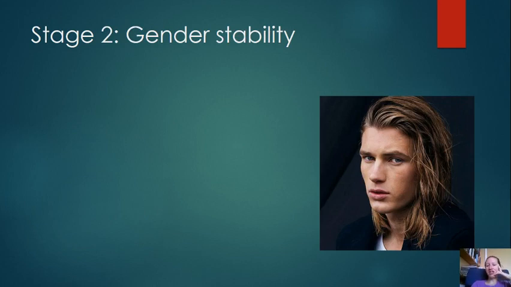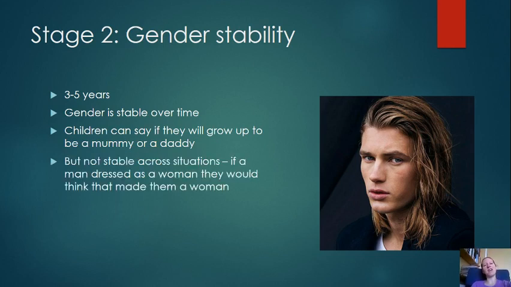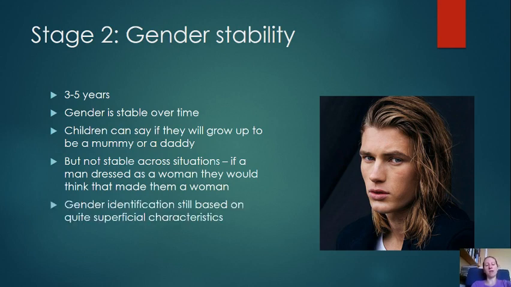Stage 2 is gender stability, and in this stage we develop an understanding that gender is stable over time. So children could say if they will grow up to be a mummy or a daddy. If you ask a girl, they'll be able to say that they'll grow up to be a mummy. So they understand that gender is stable over time, but they don't necessarily understand that across lots of different situations. So if there's a man with long hair, they might still identify them as a woman. It's still based on quite superficial characteristics.